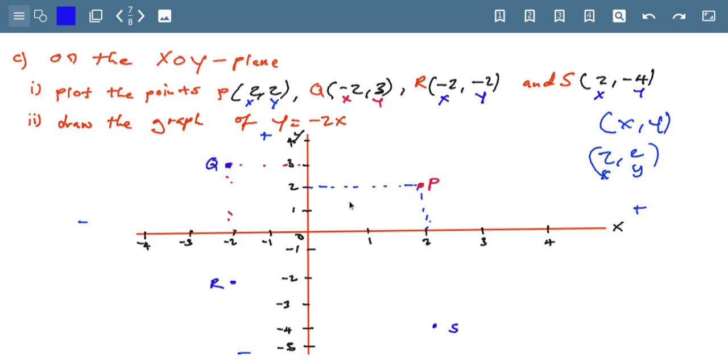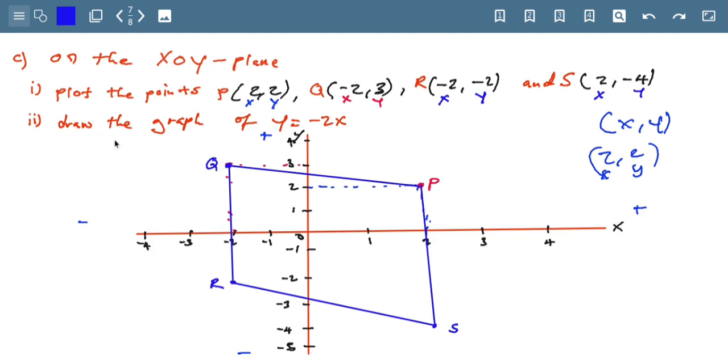So here you just need to make sure that you connect the points. I'm going to connect this one to this point here. Then from there, this one to this point. Then this one here to this point here. Then lastly, this one and to this point here.